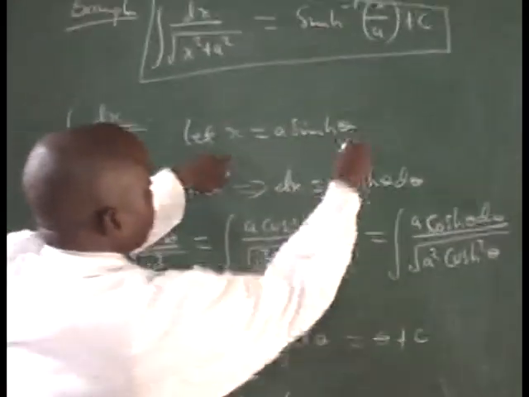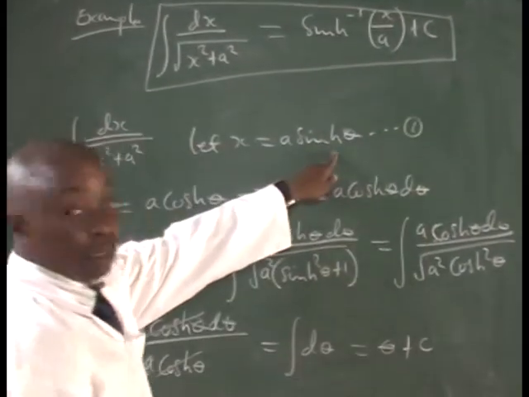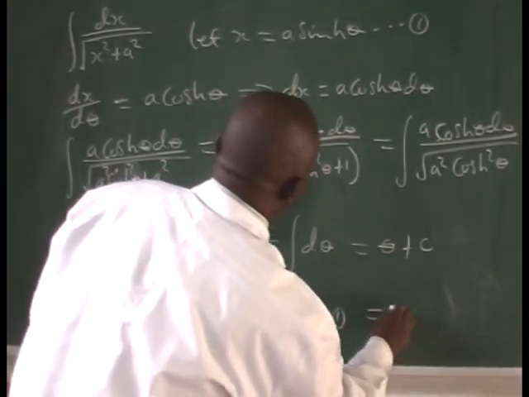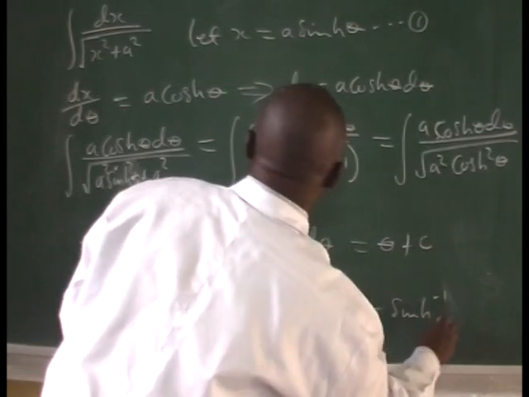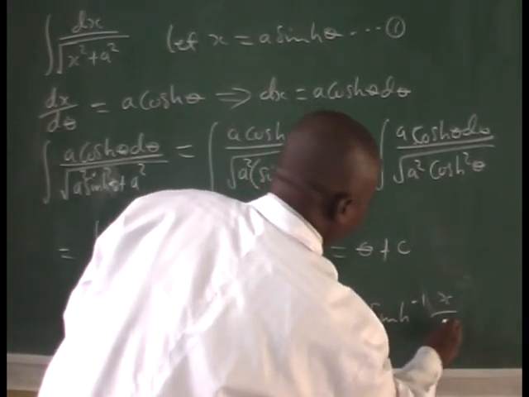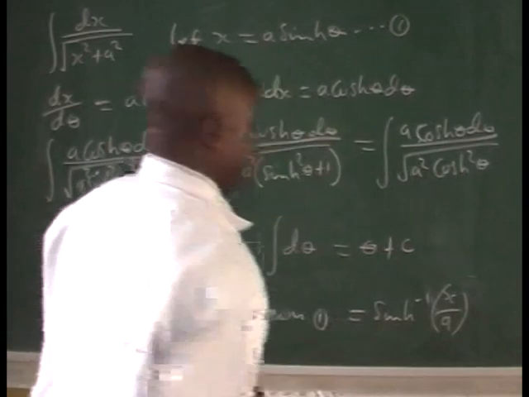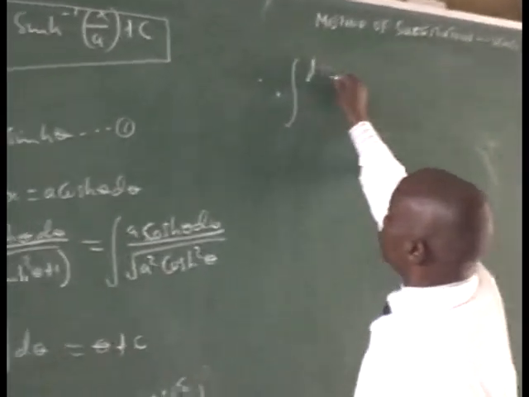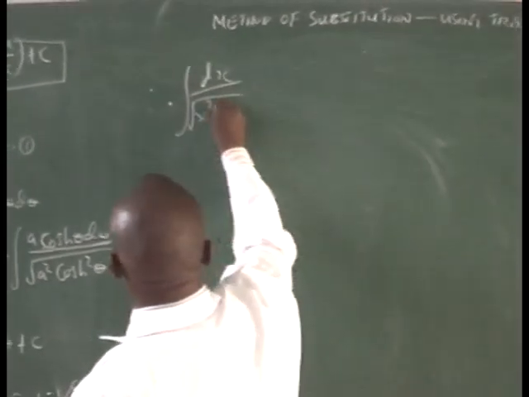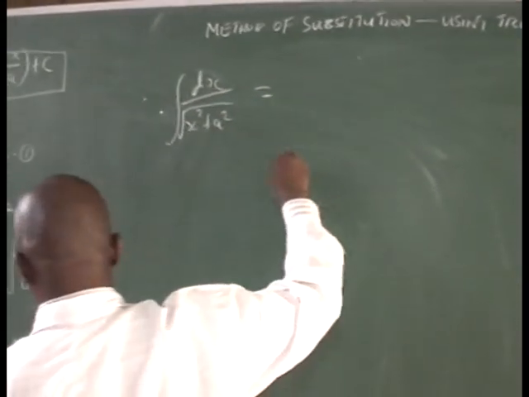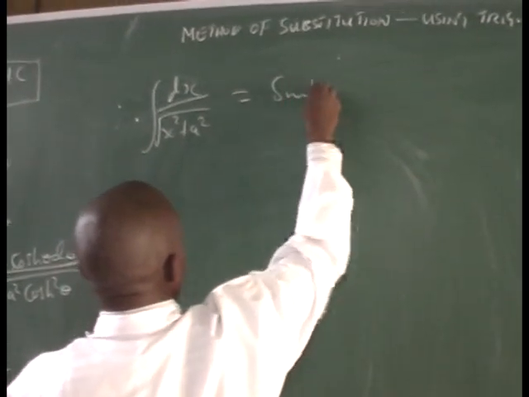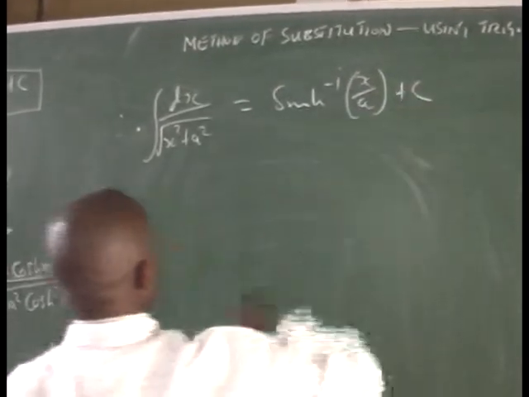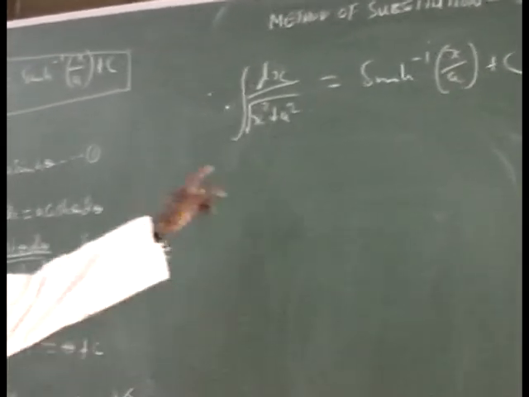From this equation 1, theta from 1 is equal to sine inverse of x all over a. Therefore, now the integral of x all over square root of x squared plus a squared will be equal to sine inverse of x all over a plus c. So that is how it works.